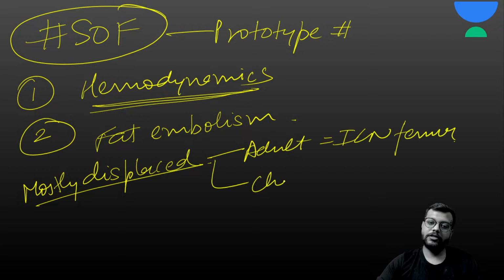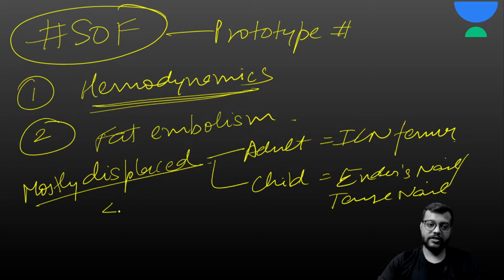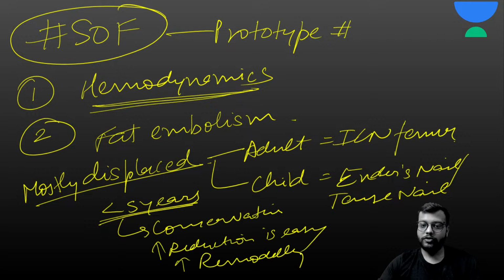And in children, you go for the Anders nail or the TEN nail. But if the child is less than 5 years of age, then you go for conservative management, because reduction is easy. Okay, reduction is easy and there are high chances of remodeling. Okay, so how is it done? It is done with a hip spica.